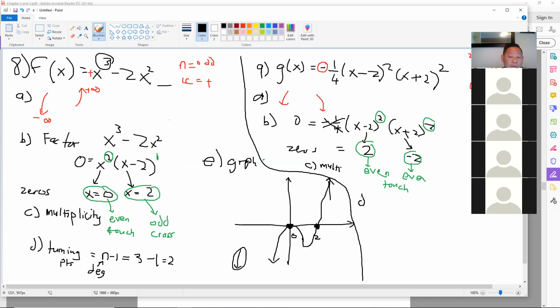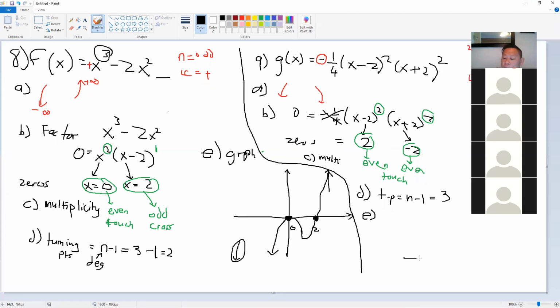Okay, so make sure you know what it is. Turning points, I use short form TP, turning points. The formula to find turning points is n minus 1. So what is your turning point in this case? Don't forget, we got degree 4, so n is 4 here. So how many turning points? There will be 3 turning points, right? Now we need to graph.